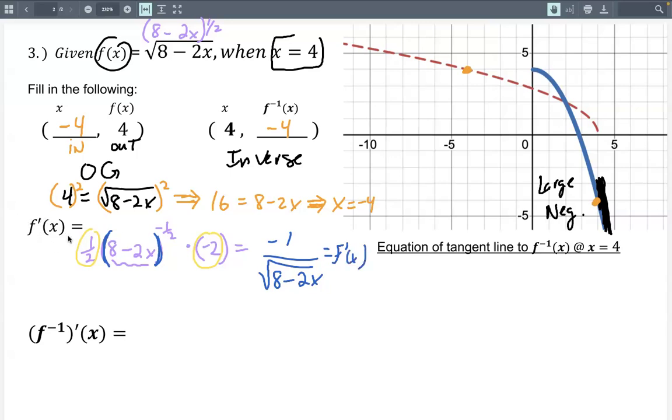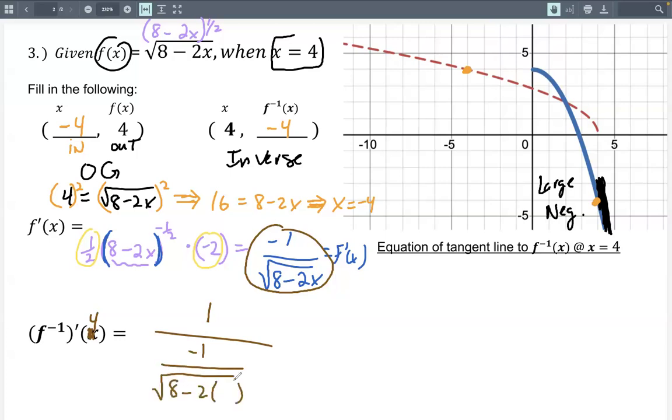So finally, to put everything together, we have the following. F inverse has a derivative when x is equal to 4, and we'll use the formula. The formula is always 1 over f prime. F prime in this case is right here. So that's negative 1 over the square root of 8 minus 2 times something. And this x right here, which I'm leaving open, that's when x is 4, what is f inverse? And in this case, it's negative 4. Okay? So this negative 4 right here is coming from here. That's f inverse of 4 is negative 4.